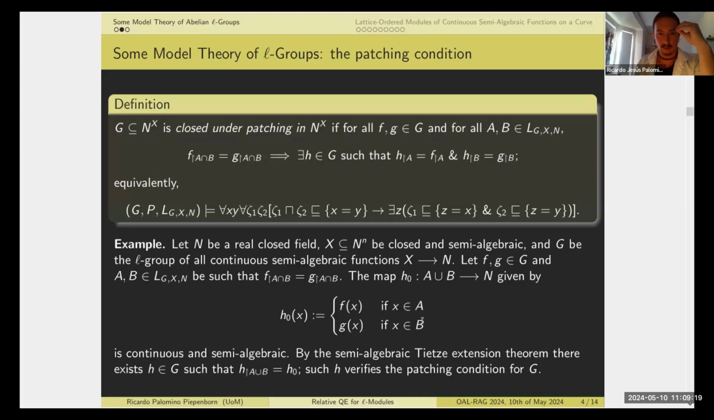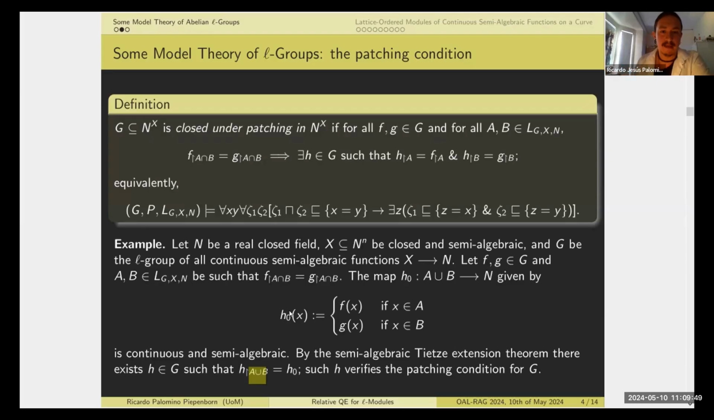So by the semi-algebraic Tietze extension theorem, I can find some continuous and semi-algebraic function H, so an element of my group, such that when I restrict H to the domain of H0, I look like H0. Excellent. And now one can verify that any such H that extends H0 verifies the patching condition for G. Okay, great. So that's an example of an L group which is closed under patching.